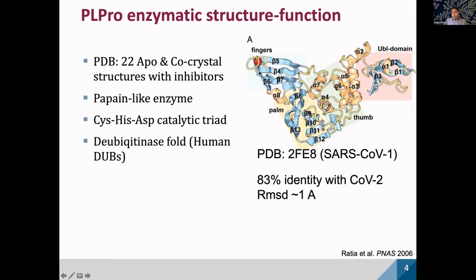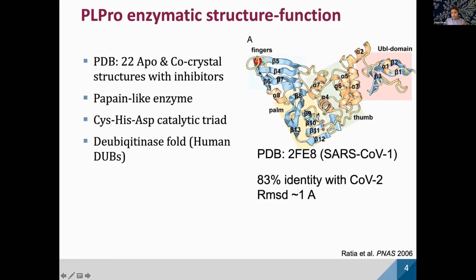And then after the structure has been solved, it was found that the RMSD was very low, meaning that the two structures are nearly identical. If you look at the structure a little bit, there are essentially 3 or 4 regions. So first you have the fingers, the palm, the thumb domains, and the ubiquitin-like domain. And the active site is located at the interface of the palm and the thumb.